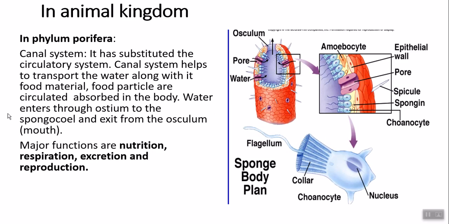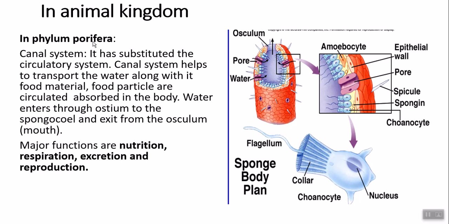Now coming to the animal kingdom, we have seen 9 phyla. Of the 9 phyla, we are going to look at the 8 phyla of the animal kingdom which fall under the invertebrates.